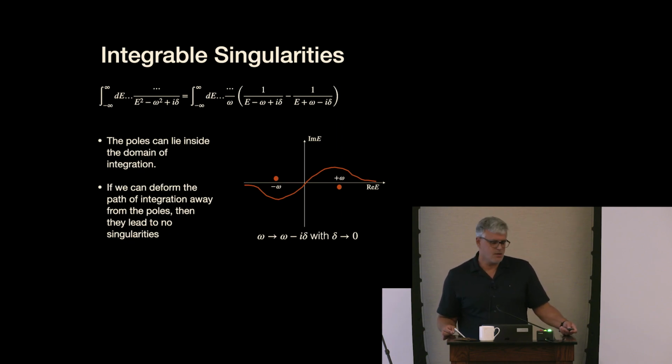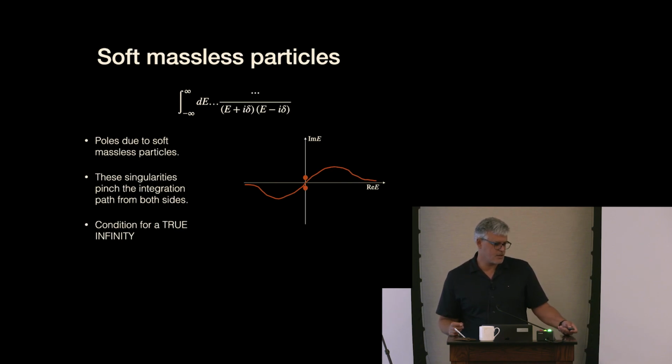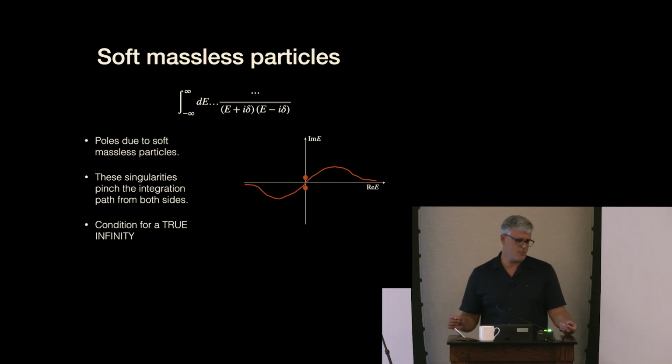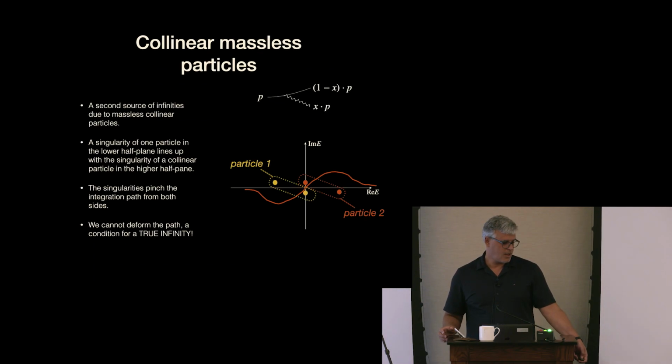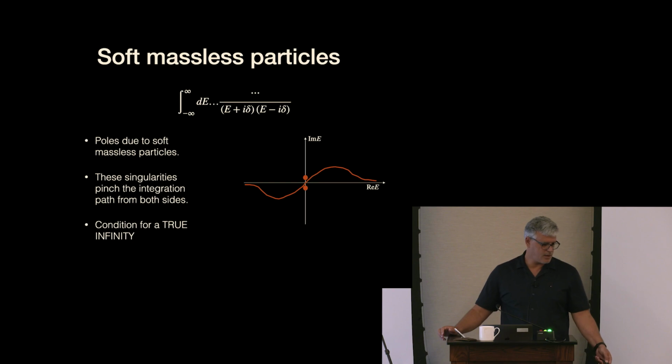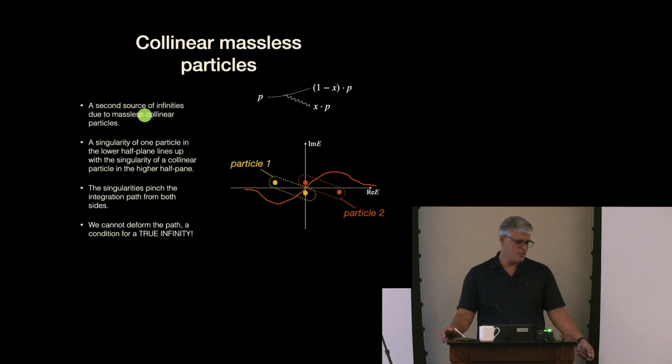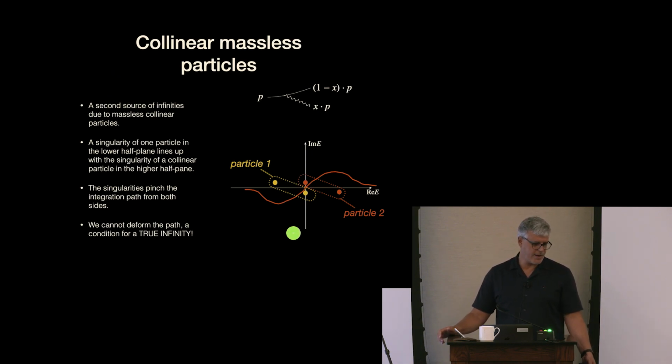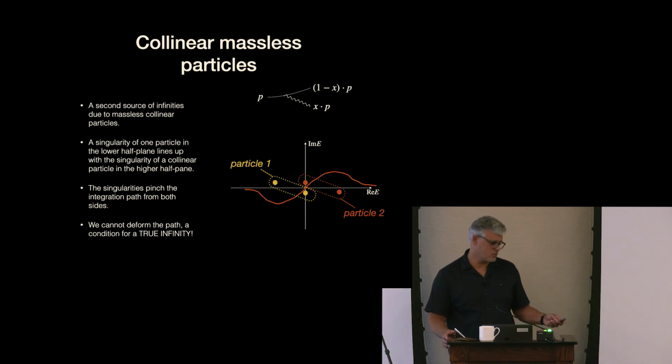There are those cases in massless gauge theories like QCD where you cannot do that. So if you have massless particles, then when these particles become soft, the poles become one on top of the other, and then they pinch the contour, so you cannot deform around it. So this is what we call a pinch singularity. If you have collinear particles, poles from one propagator align on top of poles from another propagator, and again you have a pinch singularity. So you cannot deform the contour of integration away from that.